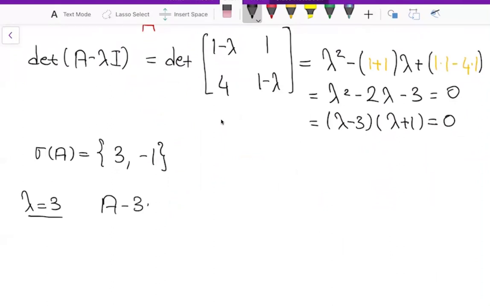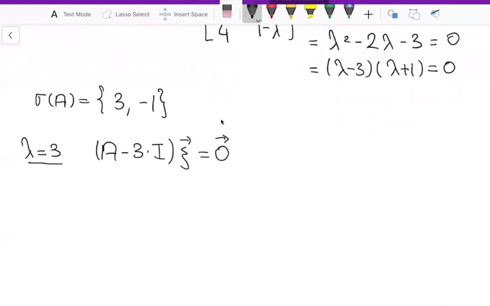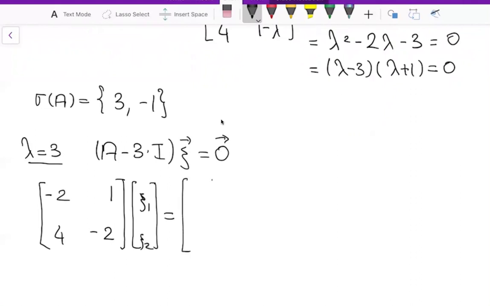Then I need to solve A minus 3 times the identity, times C, is equal to 0. If you subtract 3, we get [-2, 1; 4, -2] times C1, C2 equal to 0, 0. Remember, it's a 2 by 2 case, so it's easy to handle. I can do row reduction here. If you take the first row, multiply by 2, and add to the second one, you delete the second row, so they all become 0, 0. It means there's only one equation here, the first equation. And then how are we finding an eigenvector?